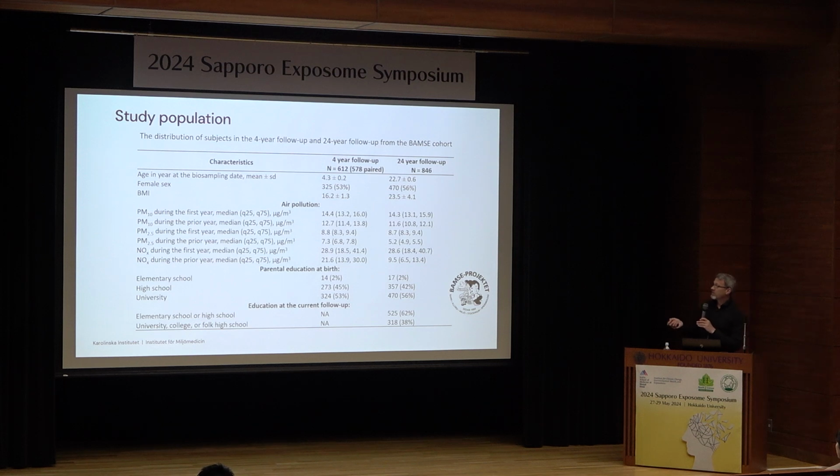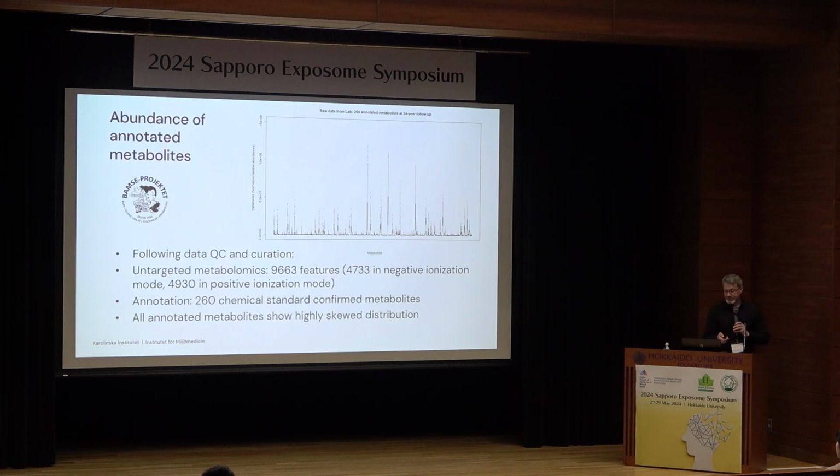Looking at the air pollution levels, from the 4-year-olds to the 24-year-olds, you can see that actually the levels are decreasing. This tells us, particularly for NOx, we see decreases. So overall air quality in Stockholm is improving. Over 20 years, we do see a reduction in the air pollution.